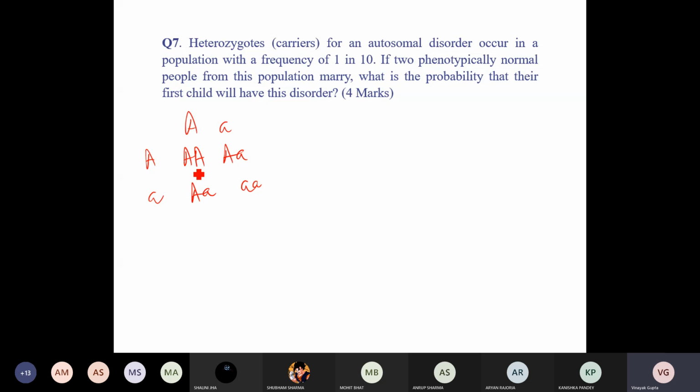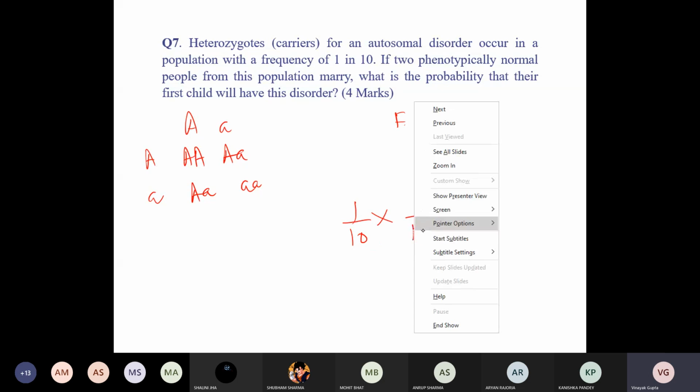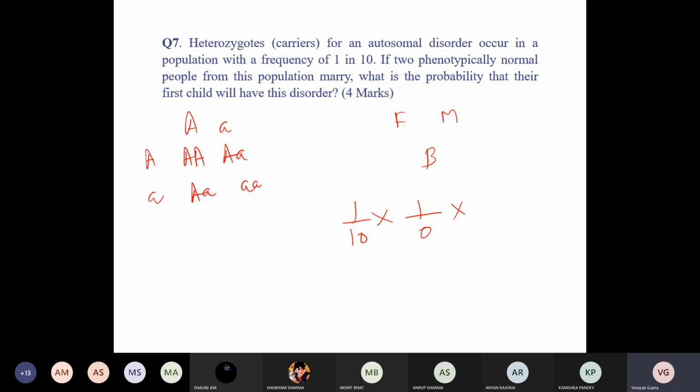It is obvious from the language here that they are heterozygotes. So the father is there, the mother is there, then there is going to be a baby. What is the probability of the father being heterozygous? 1 by 10, it is given. What is the probability of the mother being heterozygous? Again 1 by 10. Now, what is the probability of this baby having this disorder? 1 by 4. So the answer is 1 by 400.